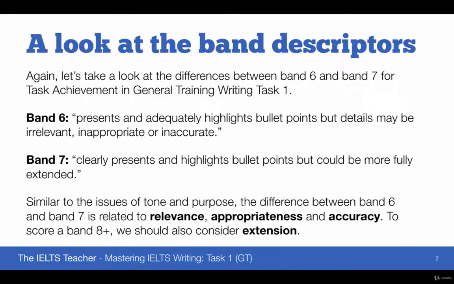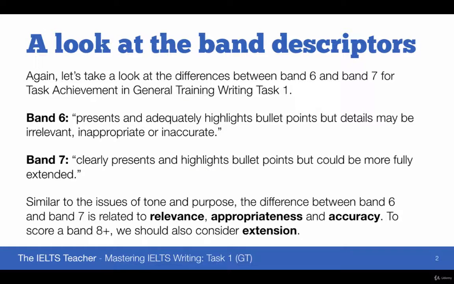Let's think about those. So, similar to the issues of tone and purpose, the differences between band 6 and band 7, we can see relevance, appropriateness, accuracy. To score a band 8 or above, we also need to consider extension. Okay, so you can score a band 7 if your points are not fully extended. Like you say, that could be more fully extended, but if you want to go above that to a band 8, you will need to extend your points as well as make sure they are relevant, appropriate, and accurate.